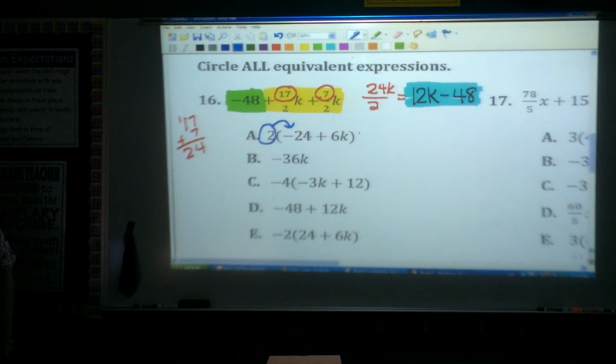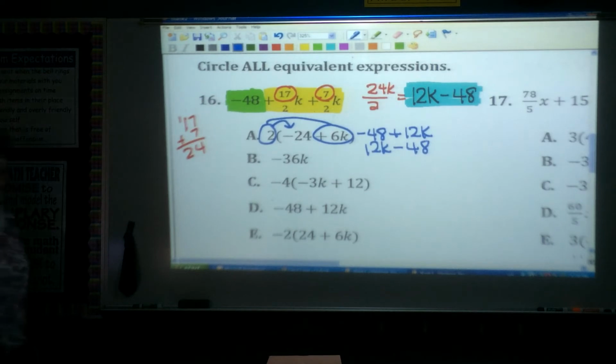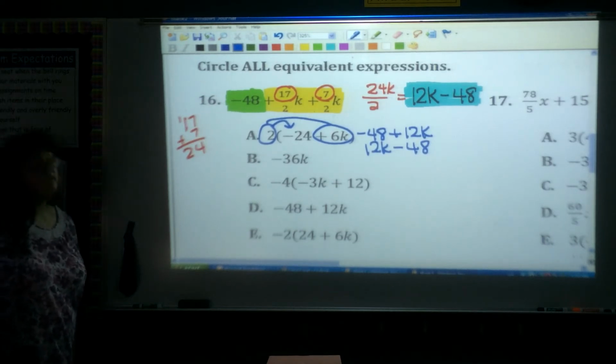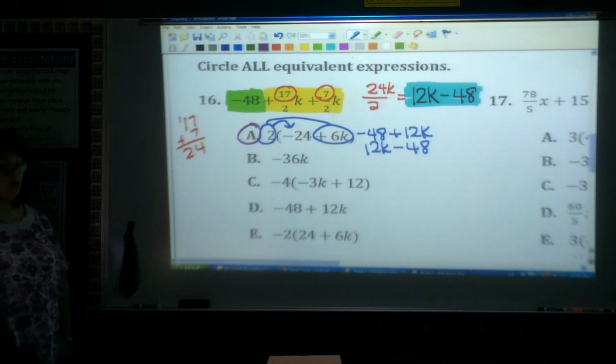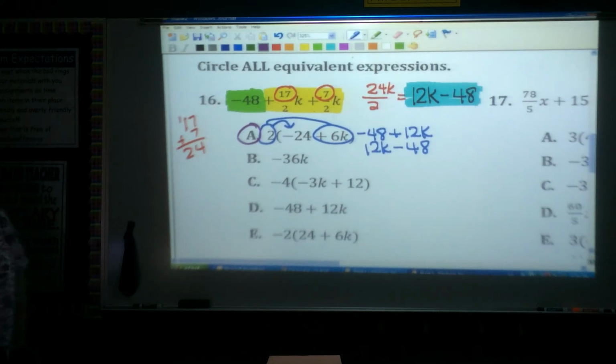2 times negative 24 is negative 48. 2 times 6k is plus 12k. And then I'm going to rewrite this so that the term with the variable comes first. Now, does that look like it matches what we have? Yes. So A looks like it's a solution so far. And remember, our directions say circle all equivalent expressions. So we have to try every expression.